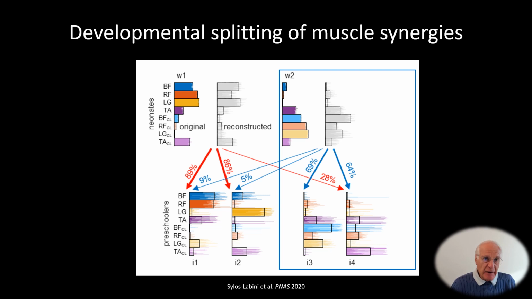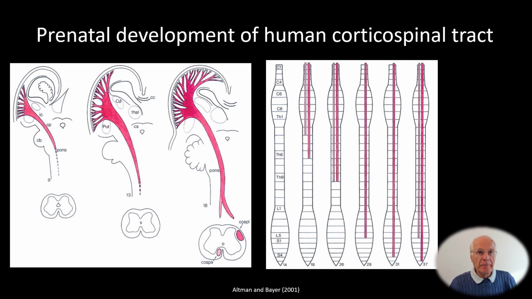Splitting is driven by multiple factors. I mentioned the role of the switch from excitation to inhibition of motor neuron pools. In addition, splitting may depend on descending signals from a cortical tutor. The maturation of the corticospinal tract plays a critical role in the reorganization of the spinal locomotor networks.